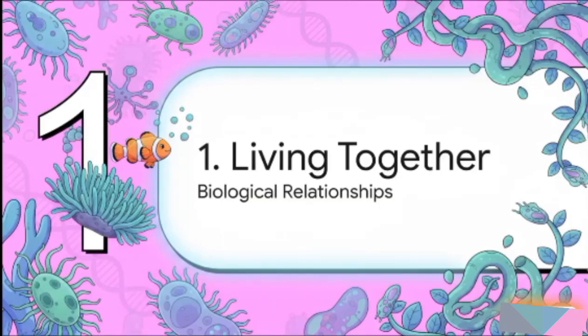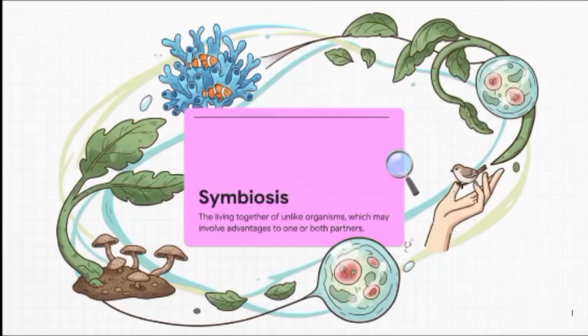So before we jump straight to the parasites, we got to understand the bigger picture. How did different species even manage to live together in the first place? Well, it all boils down to one fundamental concept. And that idea is called symbiosis. Now, put simply, it just means the long-term interaction between two different species. And we're not just talking about coexisting, like living in the same neighborhood. This is a really close relationship that can end up benefiting one or even both of the partners involved.